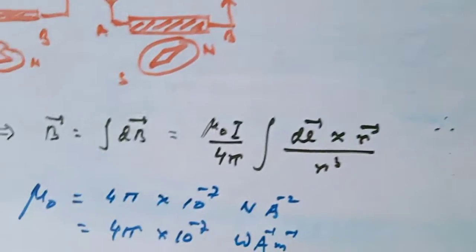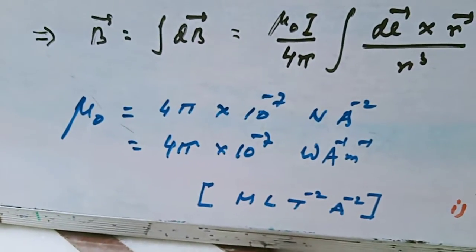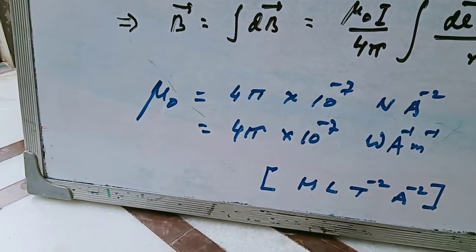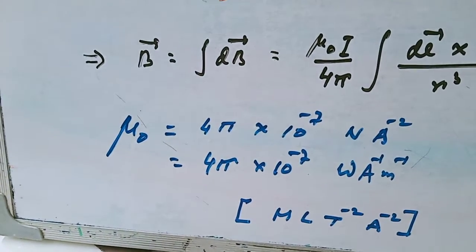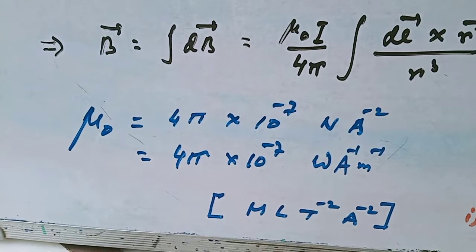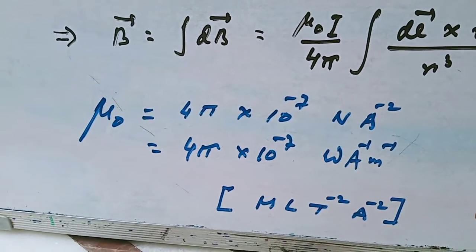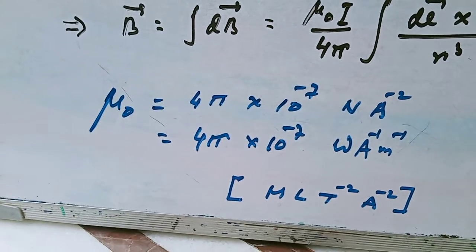Now the value of mu naught is 4 pi into 10 to the power minus 7 Newton per ampere square. Newton per ampere square means Weber per ampere meter. It has a dimension of M L T to the power minus 2 A to the power minus 2.